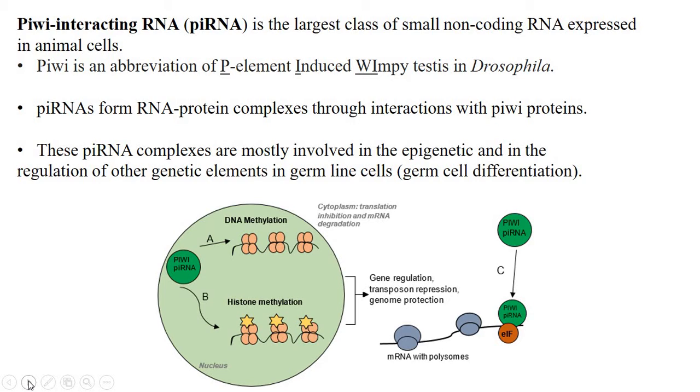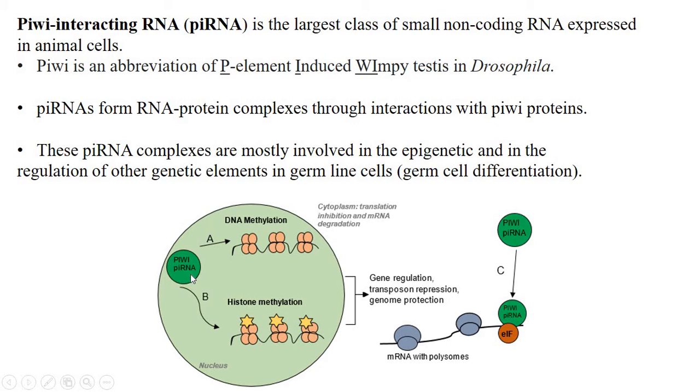These piRNAs form RNA protein complexes, just like we talked about siRNA and microRNAs. They make protein complexes with Argonautes. Here, the piRNAs make protein complexes with PIWI proteins. These piRNA complexes are mostly involved in epigenetic regulation of other genetic elements in germline cells. When we talk about piRNA, we are really talking about changes in germline cells. So they play a role in germline differentiation.